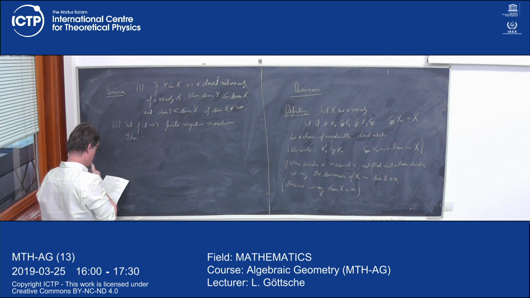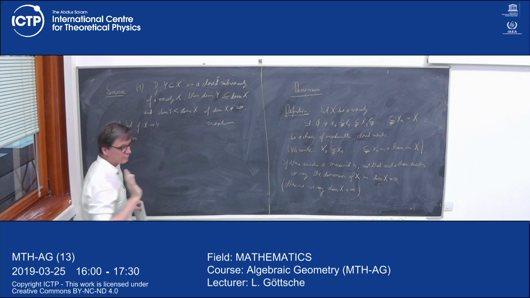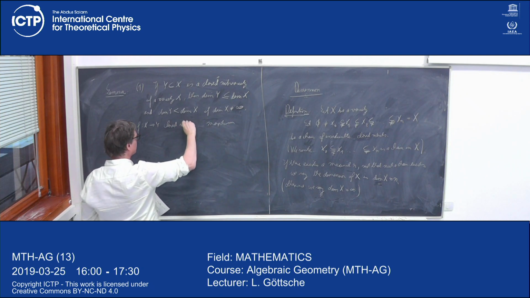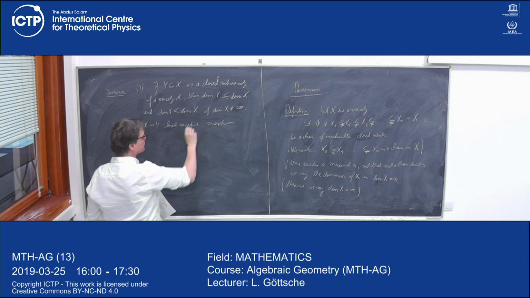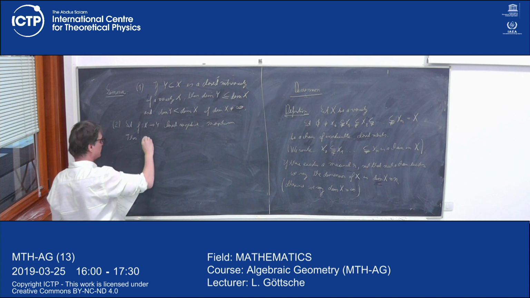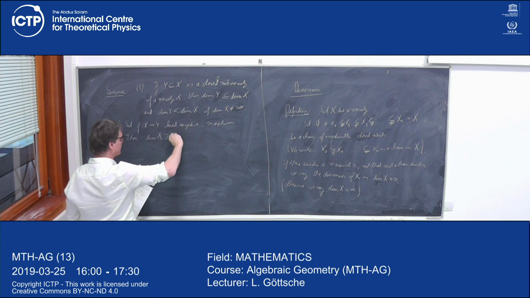then... Oh no, we are not yet there. This we get later. So a closed surjective morphism. The result will come later. Then the dimension of x is bigger or equal to the dimension of y.